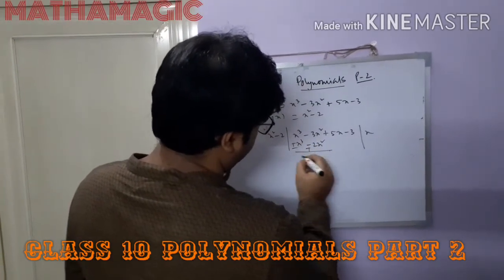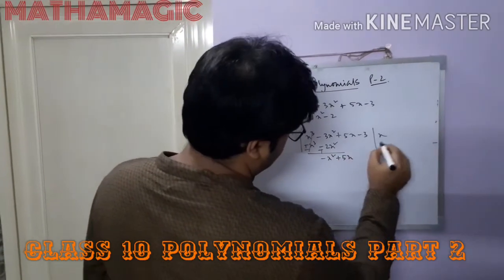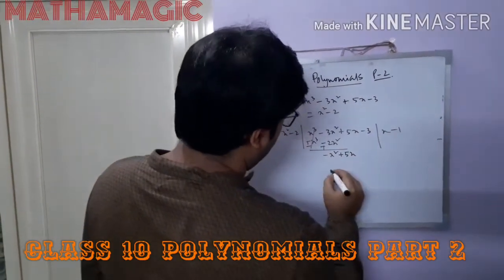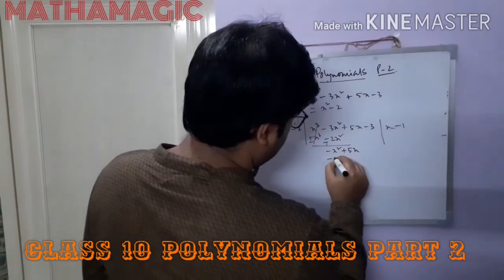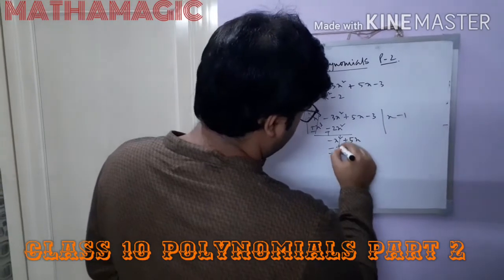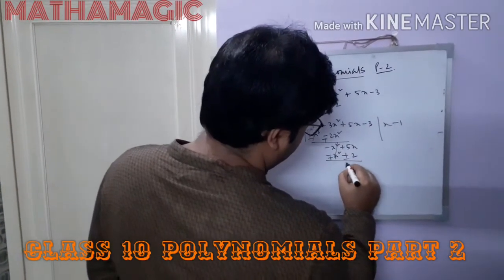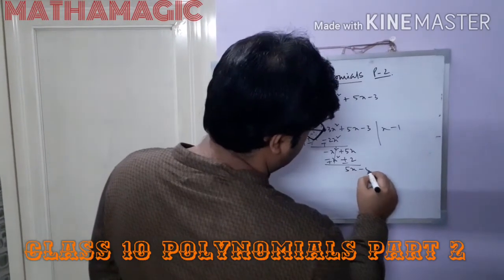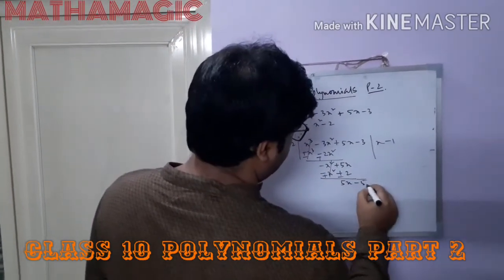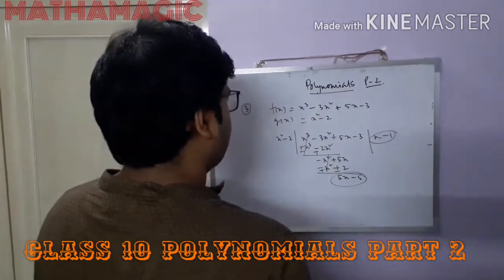Now subtraction, minus x square plus 5x. So minus x square means minus 1, so it will be minus x square plus 2. So it gets cancelled. So it will be 5x minus 2, that is minus 5. So this will be the remainder and this will be the quotient.